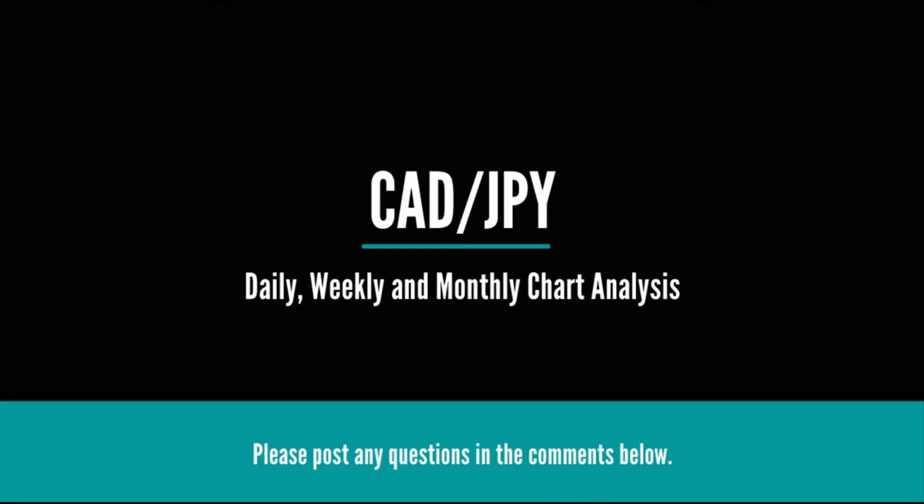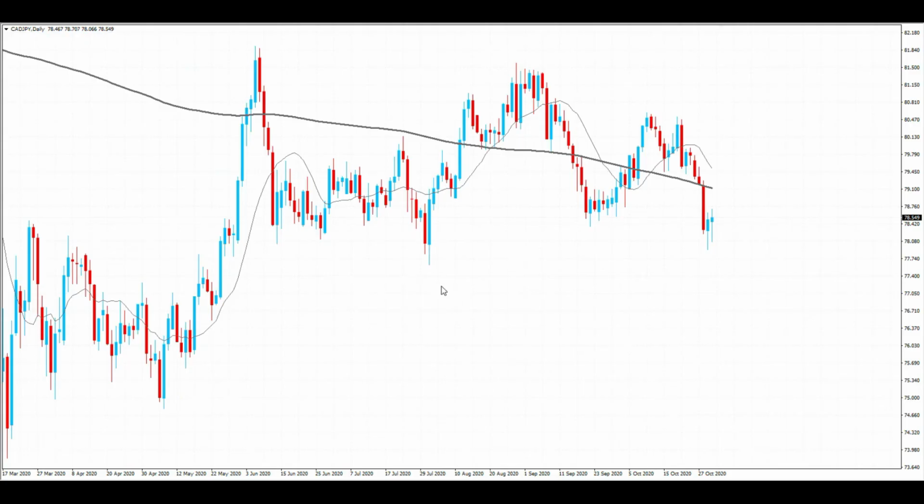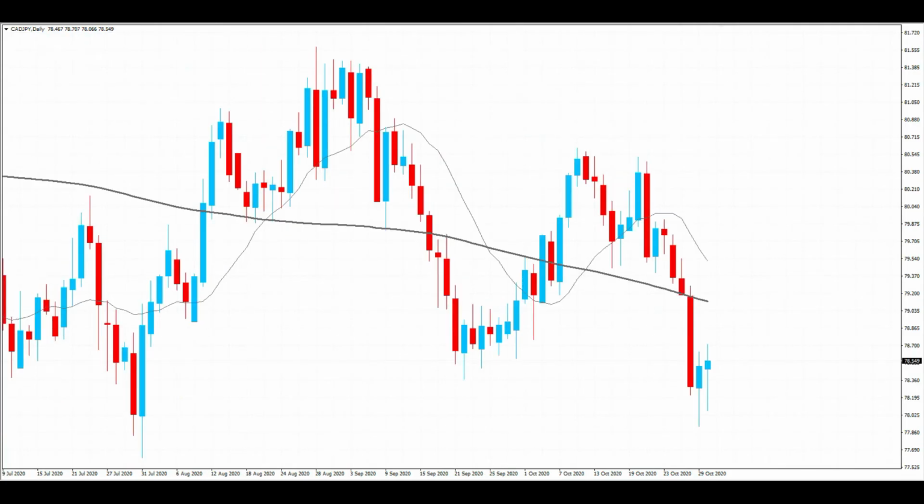Up next is CAD JPY. Okay, so with CAD JPY on the daily chart, you can see we had a nice push to the downside this week. Very strong move again on Wednesday, that big bearish candle to the downside there.